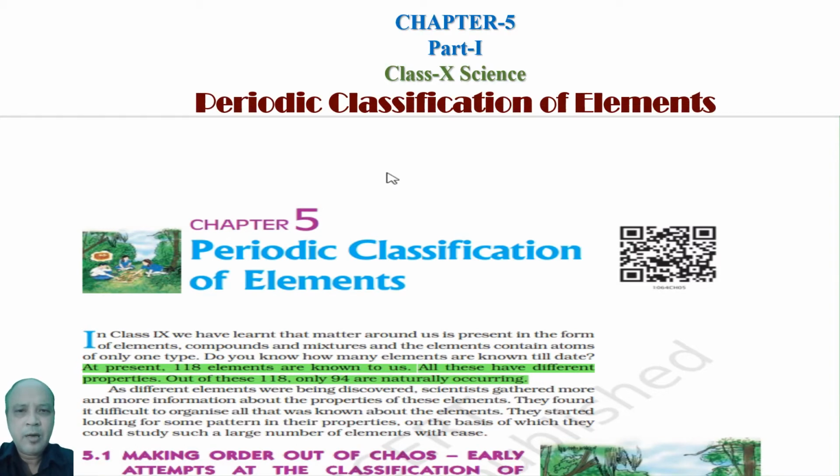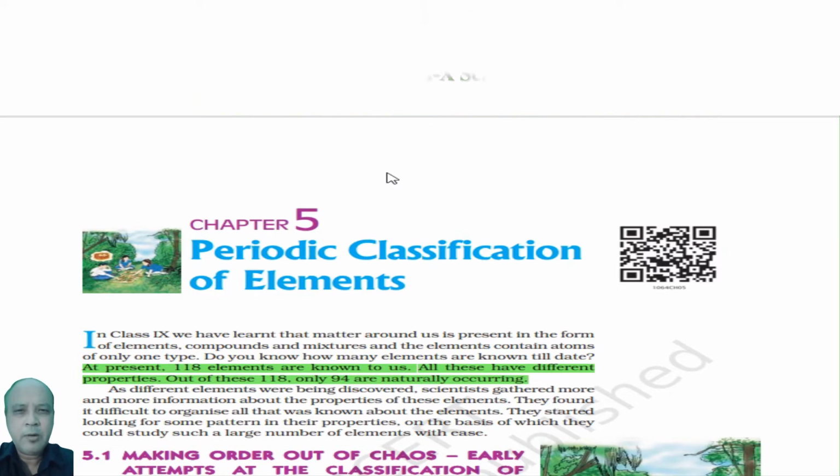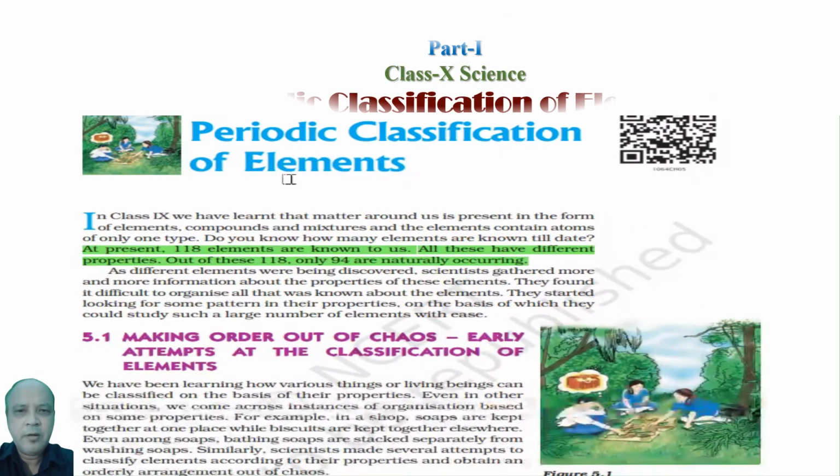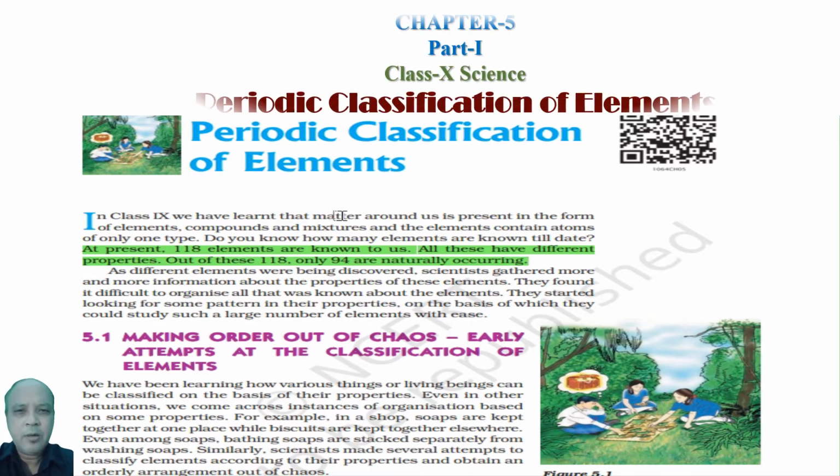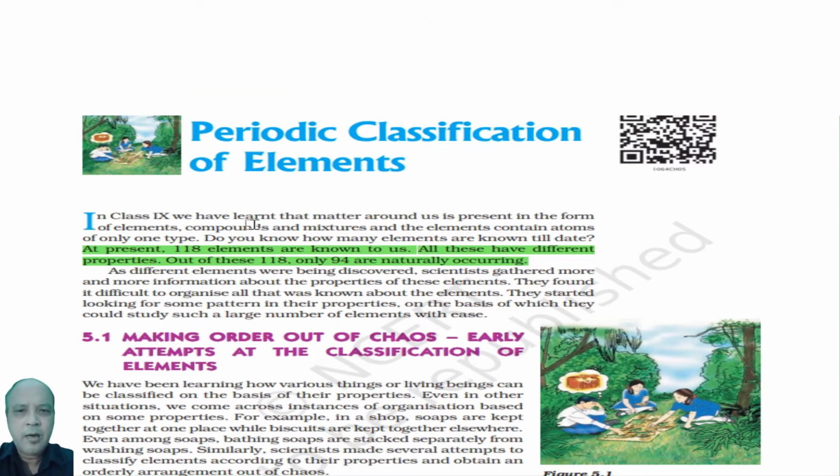Dear class 10 students, we are going to start a new chapter, chapter 5. The name of the chapter is Periodic Classification of Elements. In class 9 we have learned that matter around us is present in the form of elements, compounds and mixtures, and the elements contain atoms of only one type. So we have already studied matter around us in class 9.